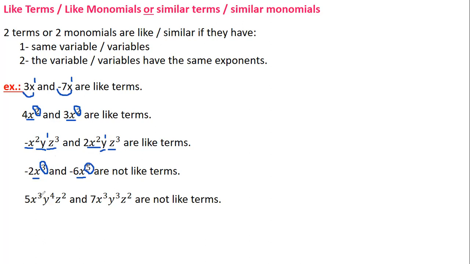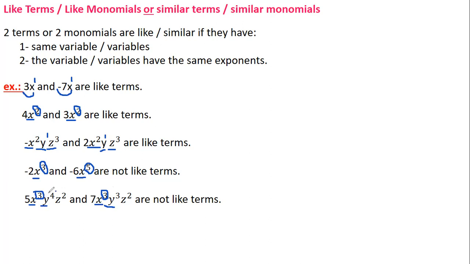Now 5x cubed y to the fourth z squared, 7x cubed y cubed z squared. I start with the first variable. Here we have x. In the second one, we have x. Here the exponent is 3. In the second one, also the exponent of x is 3. I continue to the second variable. Here the variable is y, and here the variable is y.